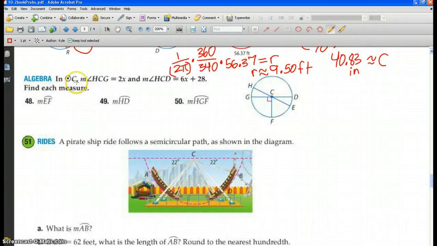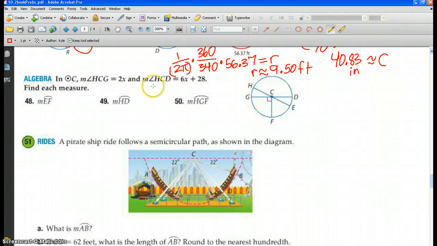In our next section here, in circle C, the measure of HCG is 2x, and the measure of angle HCD is equal to 6x plus 28. Find each measure. Number 49, we want to find the measure of arc HD. So the measure of arc HD will be equal to the measure of angle HCD, which is the central angle. The arc angle and the central angle are always congruent. So if we can find somehow the measure of angle HCD, we'll have our answer.